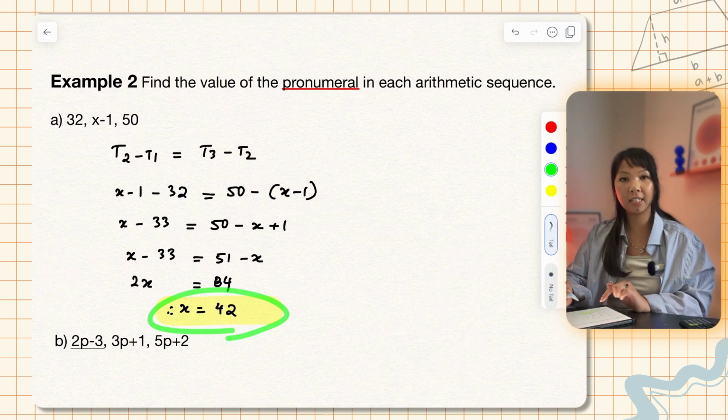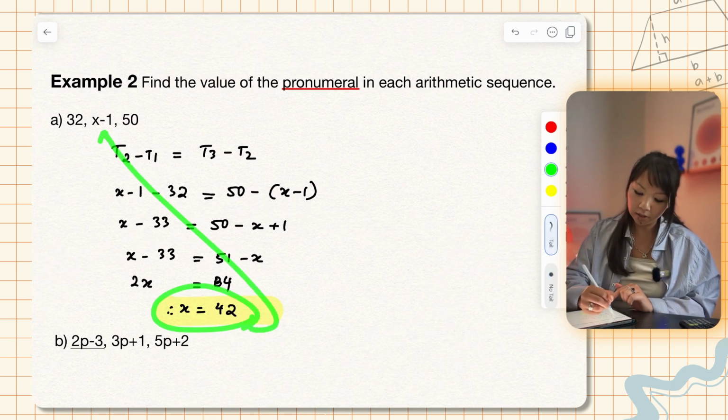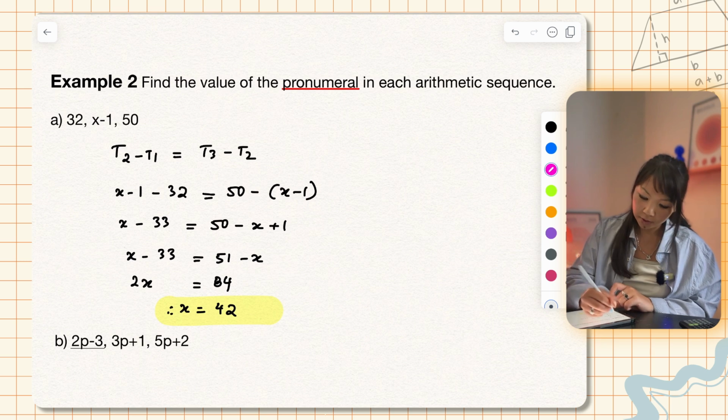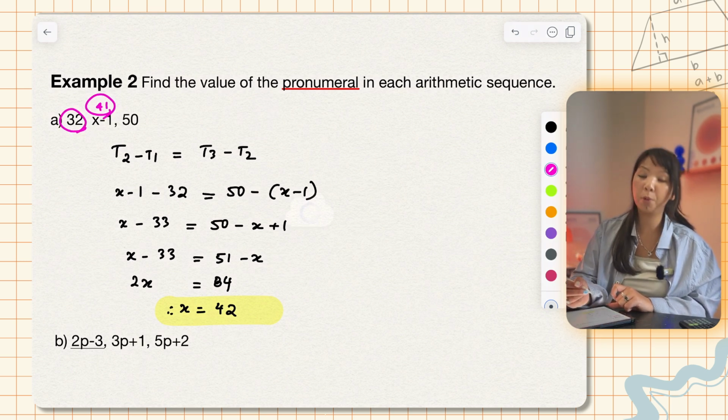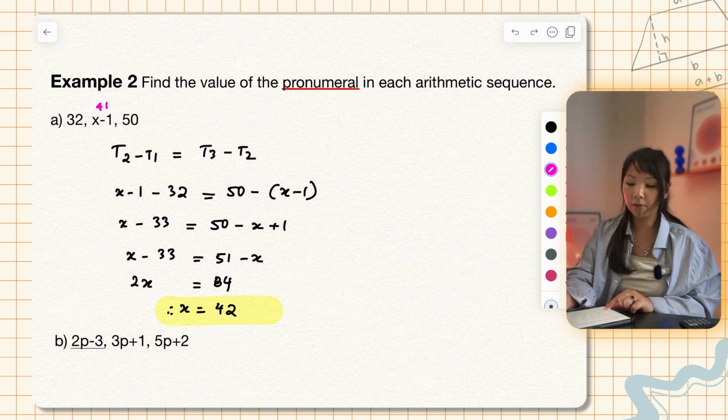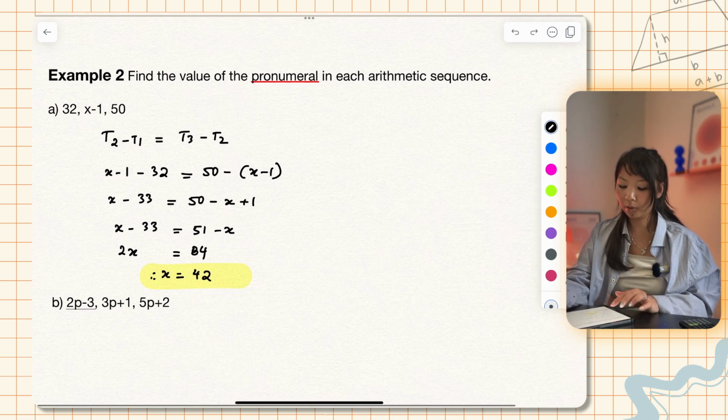Okay, now do a little check, see if that's true. If you substitute this into here, 42 minus 1 is 41. So the difference between 32 and 41 is 9. If you add 9 again, you get 50. So that makes sense. Okay, great.